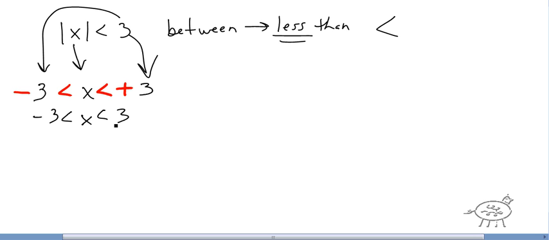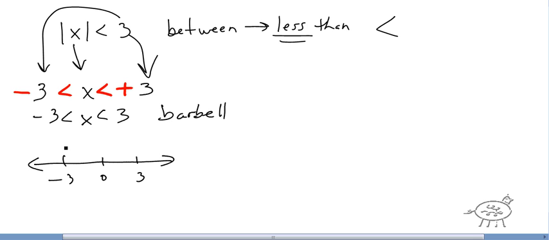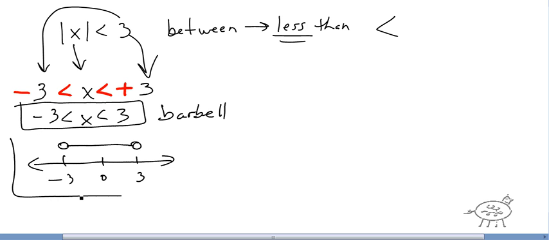You really don't have to do any more work. Obviously, we're going to have more difficult problems, but I just want to show you the basics. And then if you graph this, just remember how it's graphed. A between problem is always a barbell. Always. So here it is, -3, 0, 3. These are both open dots because it's between these two, and that's your answer. So that's the answer you're going to put on the answer blank, and this is the graph you're going to put in the blank for the graph. That's a basic problem. Okay.